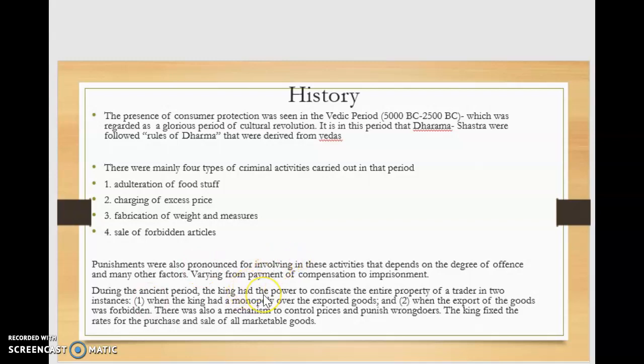One of the texts of that time is the Manusmriti, which advocated severe punishments for unfair business practices, including dealing with faulty weights and measures. The Manusmriti provided that all weights and measures must be duly marked by the king and should be re-examined. Manusmriti explained that it was obligatory on the king to fix the rates for the purchase and sale of all marketable goods, and the fixation of price by the king was to be made public.